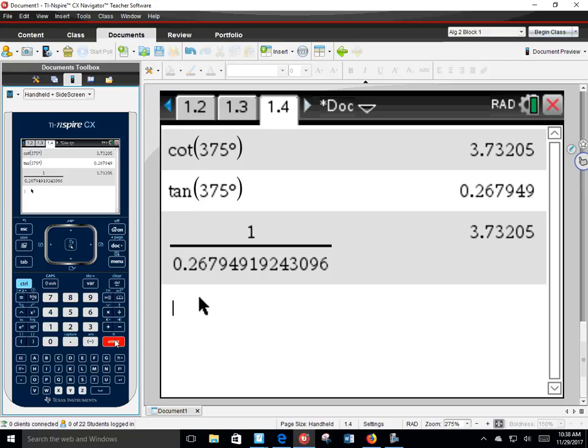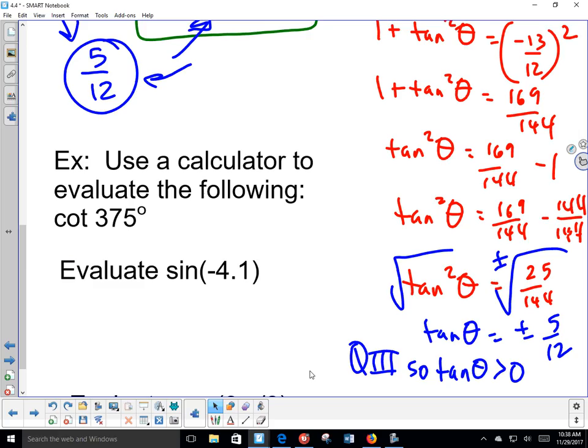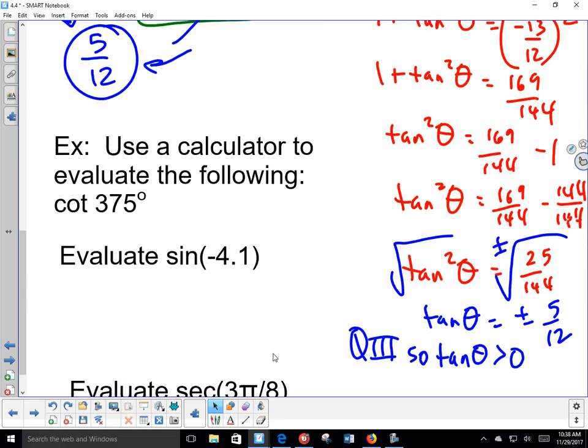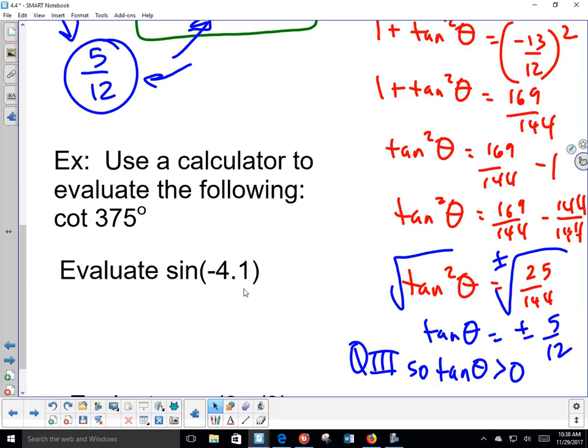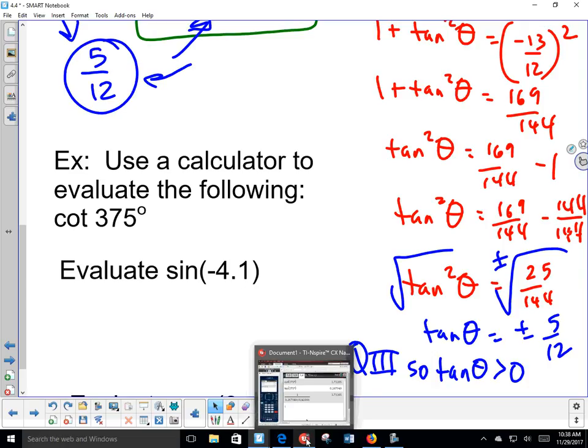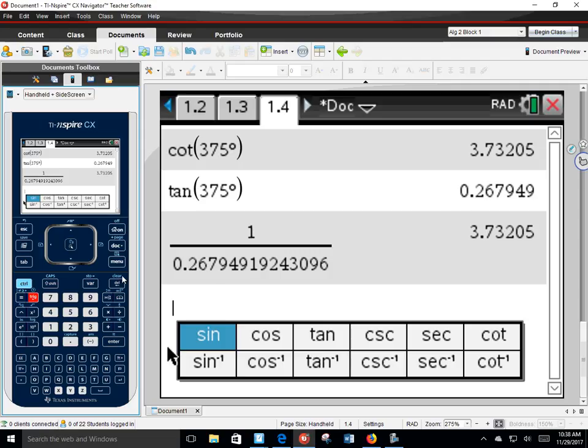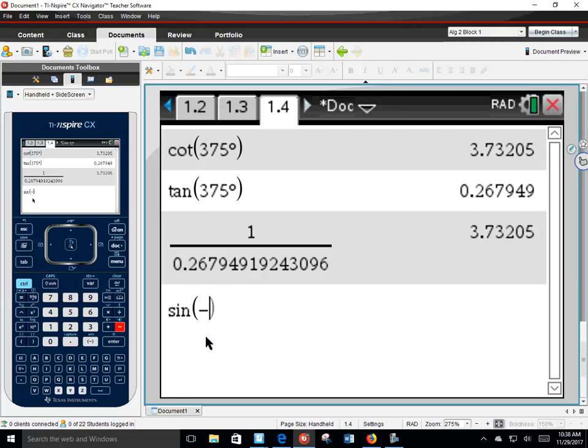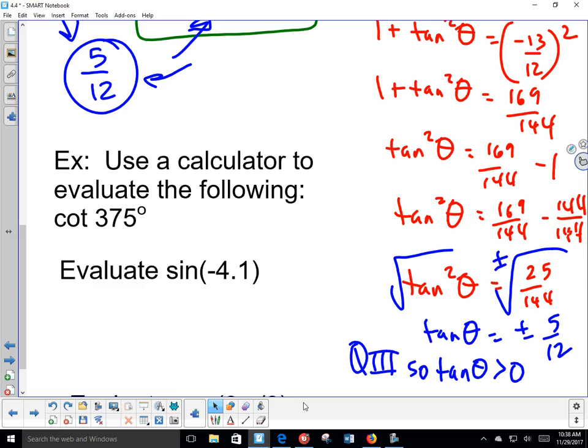Are we okay with this? All right. And how about sine of negative 4.1? Is that radians or degrees? That's radians because there's no degree symbol. So if we want sine of negative 4.1, I'm getting 0.818. Does that look okay? Okay.